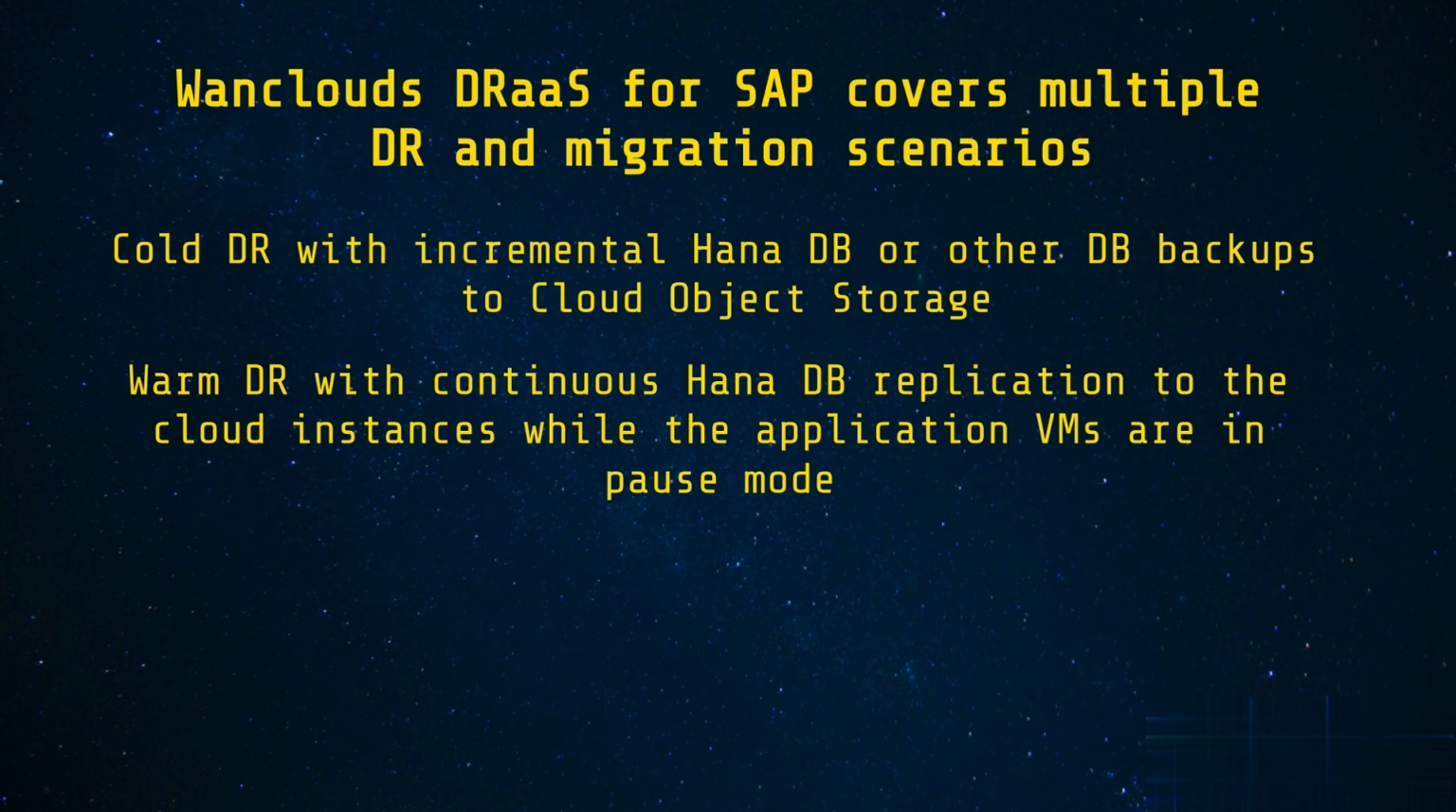It can be used to set up cold disaster recovery with incremental HANA database or other database backups to cloud object storage, or set up warm disaster recovery with continuous HANA database replication to the cloud instances while the application virtual machines are in pause mode. In disaster situations, on-demand rapid restore can be enabled, thus minimizing downtime and operational disruptions while saving on cloud spending. The other scenario is to have an active approach with cloud, if desired, however that will involve additional cloud costs.